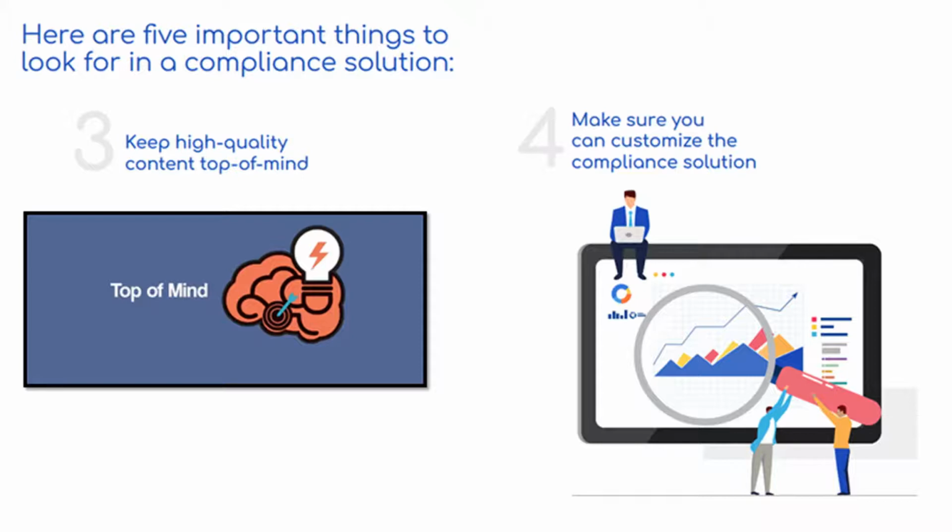Making compliance training something that workers want to do rather than have to do is the core example of having a top-of-mind process. For example, find one that allows for some course customization so that it can be aligned with your company's objectives, values, or goals. And look for a tool that offers a wide range of content formats, like instructor-led and online courses and videos. This way, employees can engage however they like to make sure that they are learning at their best. Number 4, make sure you can customize the compliance solution.